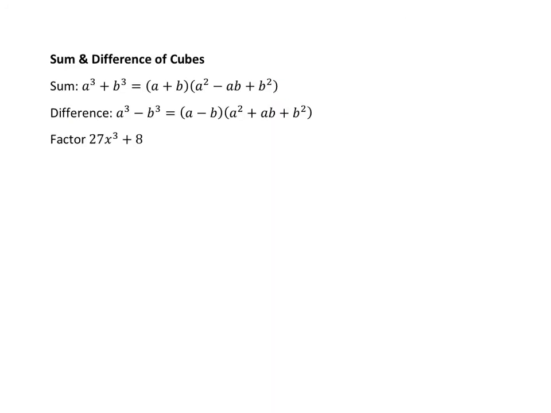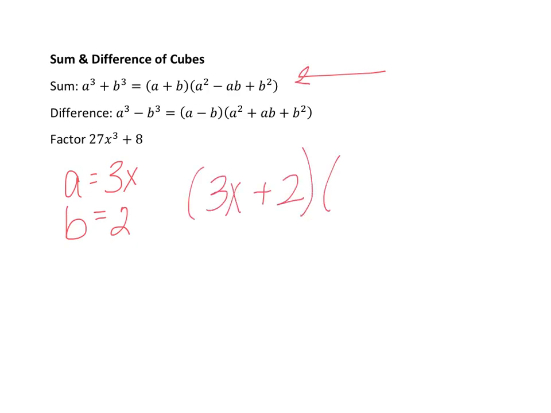Your sum and difference of cubes. When you have perfect cubes being added or subtracted, they follow such patterns. Factoring: what am I cubing to get 27x cubed? Well, I have to cube a 3 to get 27 and an x to get x cubed. What am I cubing to get 8? A 2. This is a sum, so I'm using that pattern. 3x plus 2 times, when I square 3x, make sure you square the 3 as well, 9x squared minus 6x plus 4.